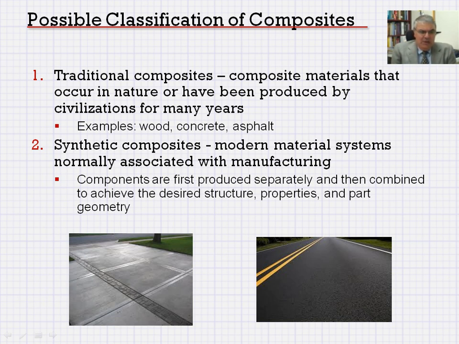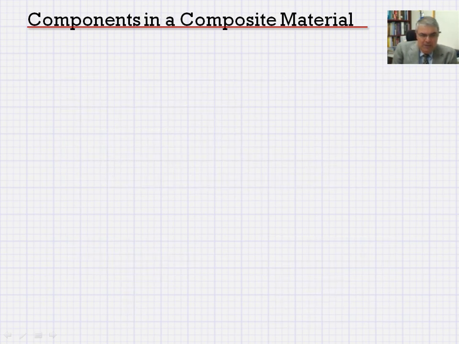On the other hand, we have modern material systems. These are produced by man using manufacturing processes. Of course, we produce the components separately, then we combine them and process them to achieve certain results that are desirable for our application.